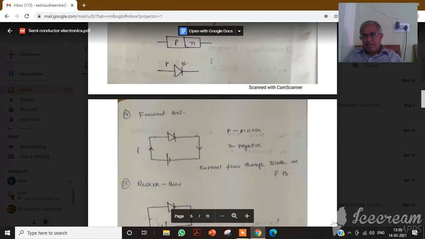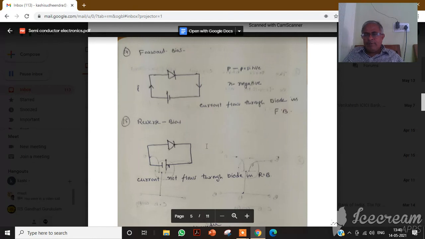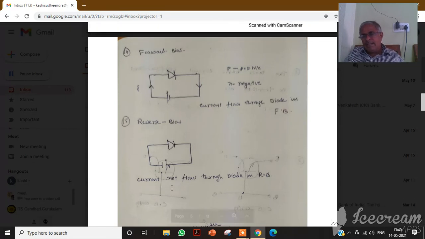This is a semiconductor diode. It allows current in only one direction. This is very important for both IPE and JE also.